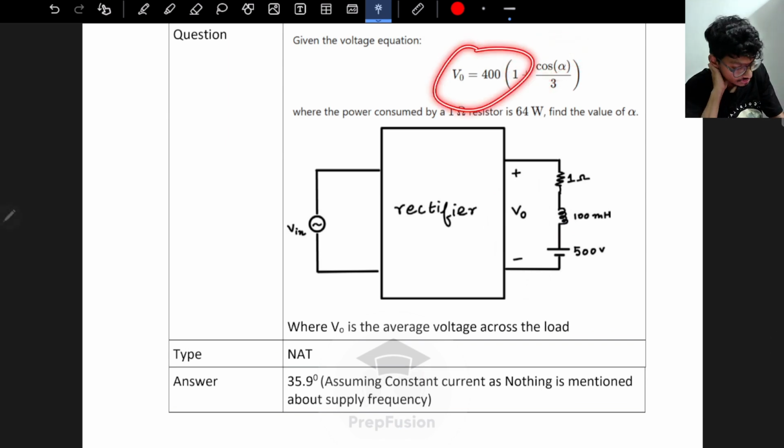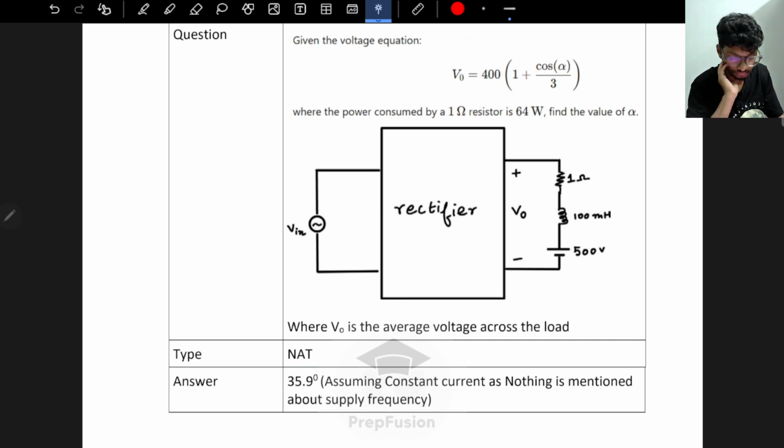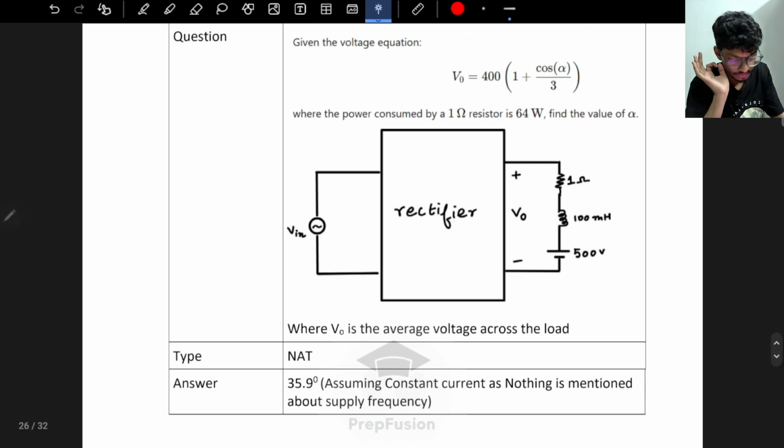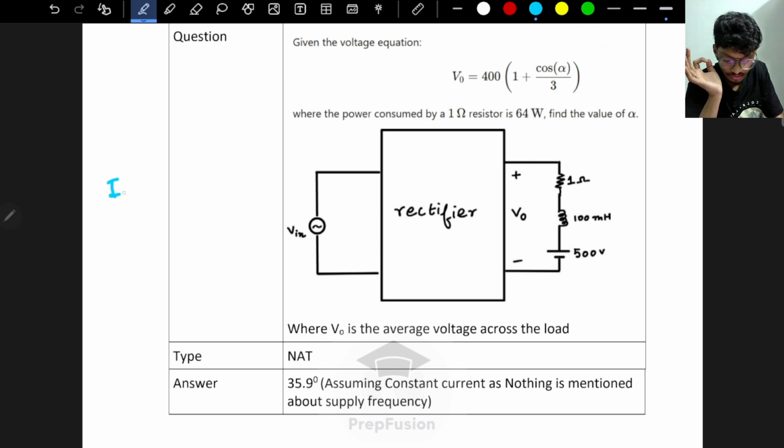So this is the average voltage expression. How do I find out this value, angle alpha? So what you can do is, first they have given me the power dissipated across the resistor. What is the power dissipated across the resistor? It is I_RMS whole square into R. So from here I will get I_RMS. I_RMS will be equal to 8 amperes.